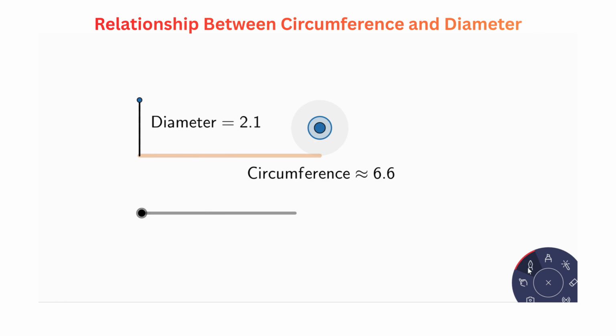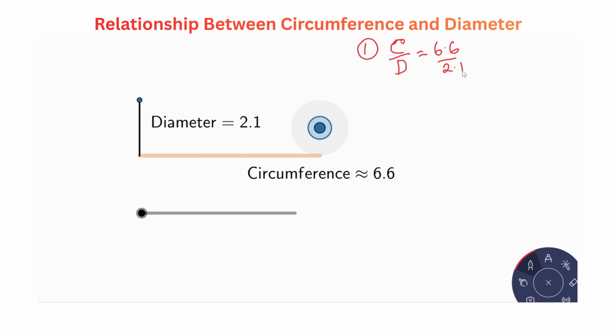Let us use C for circumference and D for diameter. So number one, this is just our number one simulation. Circumference over diameter for our number one simulation. Our circumference is 6.6 and our diameter is 2.1. So what do you get when you divide 6.6 by 2.1?